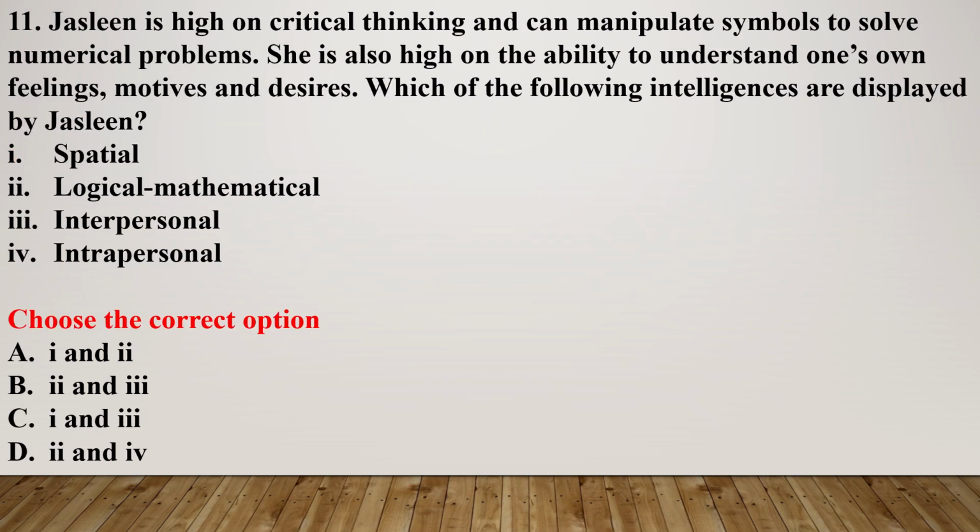Question number 11. Jocelyn is high on critical thinking and can manipulate the symbols to solve the numerical problems. With these words, critical thinking, numerical problems, it indicates that Jocelyn is good in logical mathematical. She is also high on the ability to understand one's own feeling, motive, and desire. One's own means intrapersonal. So the answer for question number 11 will be D, 2nd and 4th.